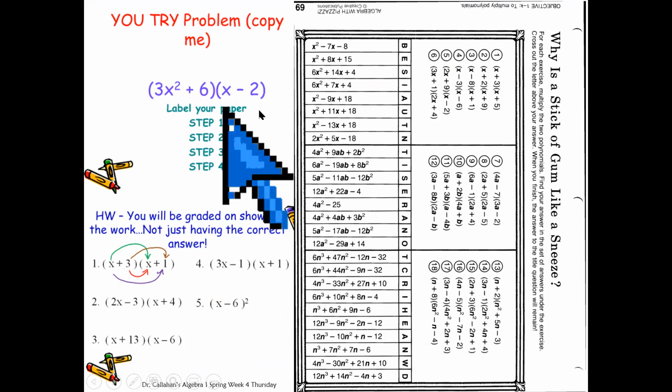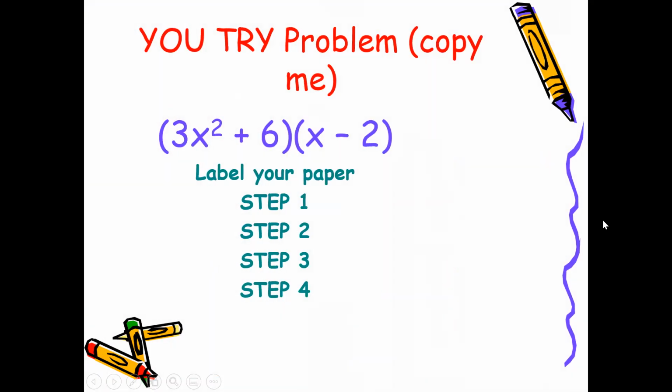All right, so let's go ahead and practice with this a little bit. Let's take a look at this you try problem right here, okay? We're gonna go ahead and get started with this. Remember your step 1: first, outer, inner, and last. First is going to be 3x squared and x, which is 3x to the third power.